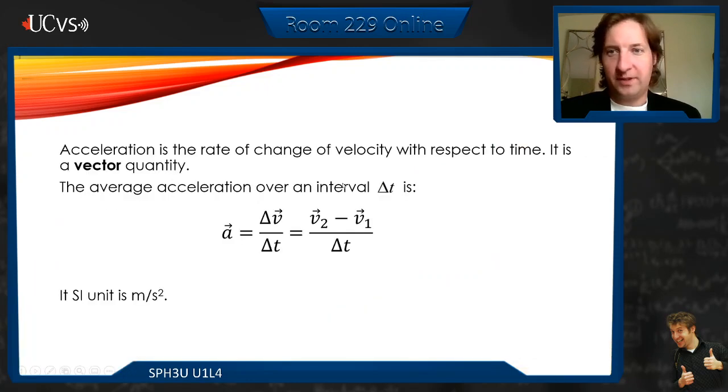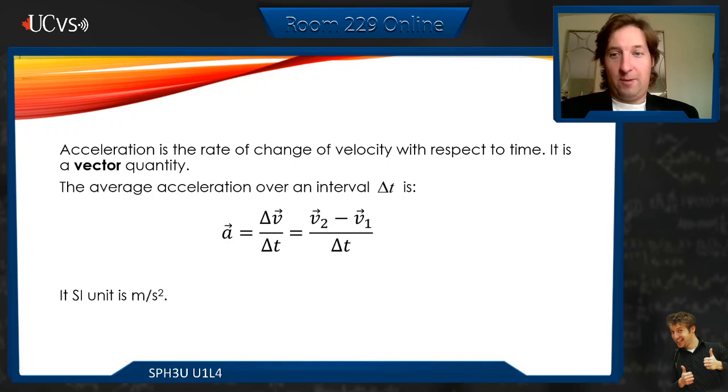We already know that acceleration is the rate of change of velocity with respect to time. Also, just a reminder that it's a vector quantity. Remember what a vector quantity means? Vectors have direction as well as magnitude. And we can calculate average acceleration over a certain time interval delta t just the way we would calculate average velocity, but instead of positions, we're going to talk about velocities. So it's the difference in the velocity, delta v, v2 minus v1, divided by that time interval.